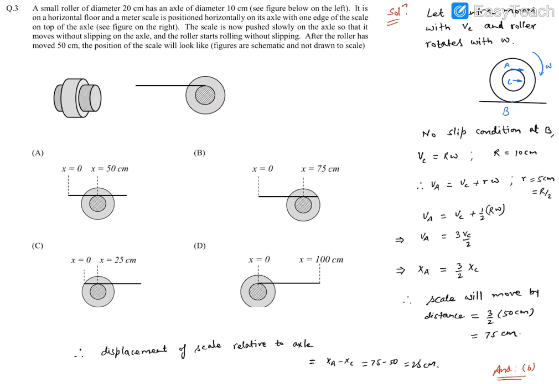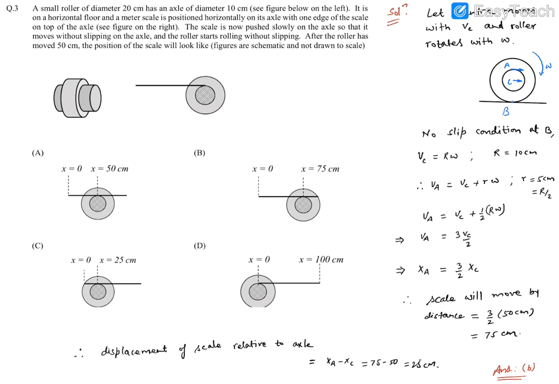Further it reads, the scale is now pushed slowly on the axle so that it moves without slipping on the axle, and the roller starts rolling without slipping. So it's a pure rolling condition at this contact as well as this ground contact. After the roller has moved 50 centimeter, what will the position of the scale look like? There are 4 options and we need to mark the correct option that represents the final situation.